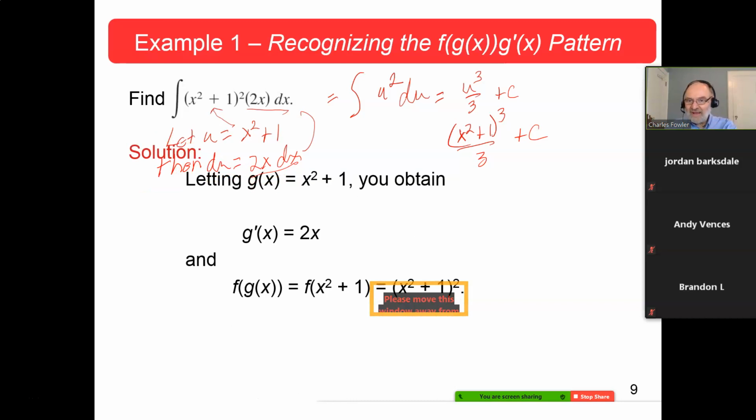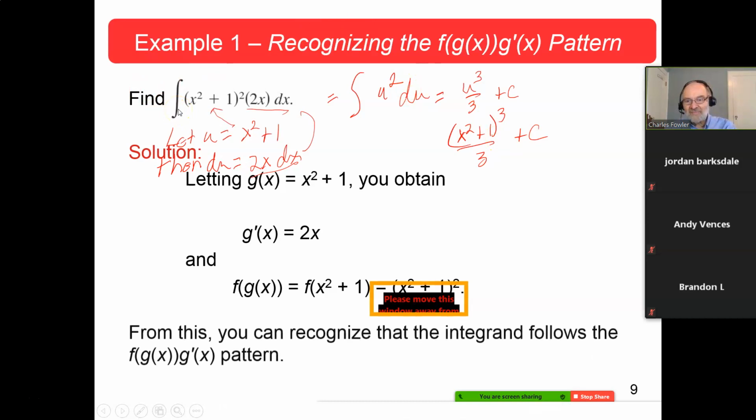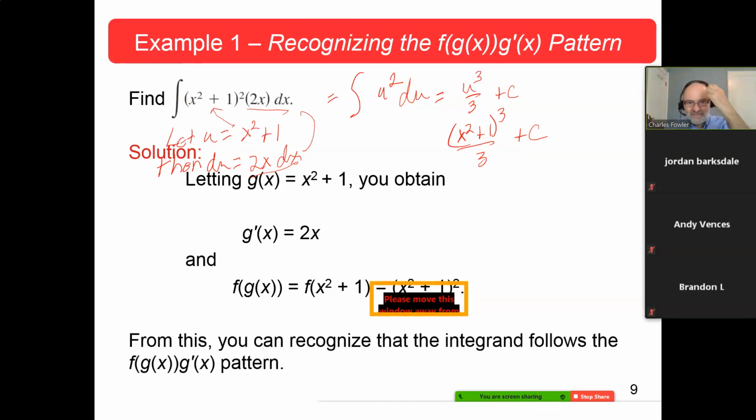They write all this down, let g of x equal that, which is fine. We called it u. Okay, it's so much easier u. To obtain g prime is 2x. Yeah, we said du was 2x dx. Okay? Then f of g of x would then be your first part of the integral, and then the second part of it. From this, you can recognize the integrand followed this pattern. Oh my goodness, we'd already be through with the problem before we did this, okay?